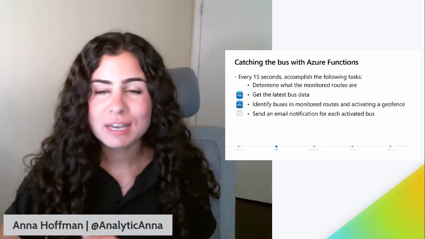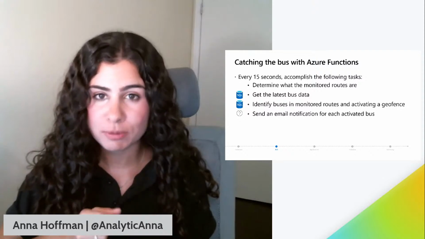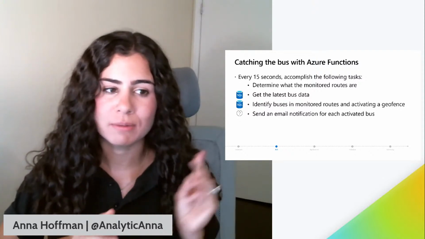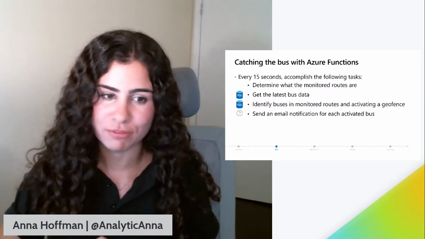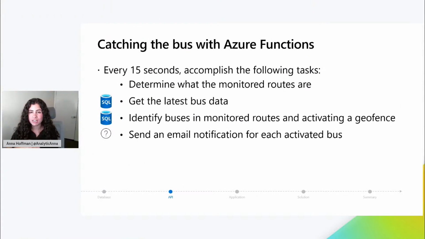So if we think about what we want this Azure function to do, every 15 seconds, on a timer, we want to determine what the monitored routes are. We're going to get the latest bus data. We want to identify buses in monitored routes and activating a geofence. And for those two things, we're going to use Azure SQL Database because we saw that SQL Database is going to easily allow us to do that. And then finally, we want to send an email notification for each activated bus.